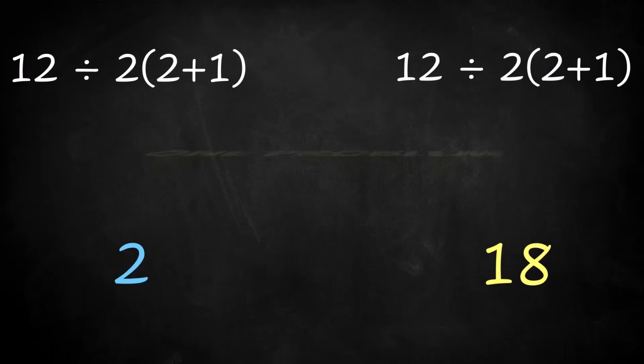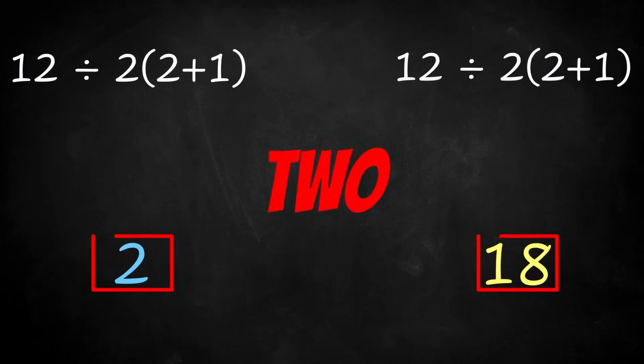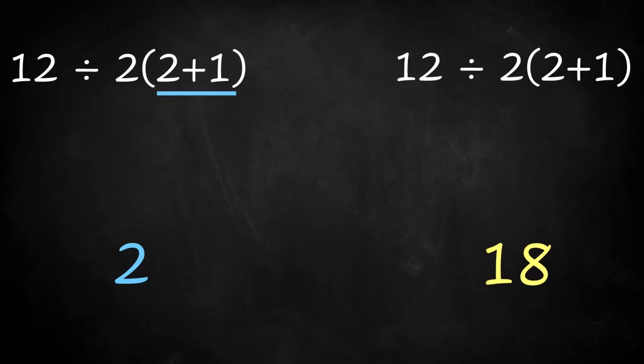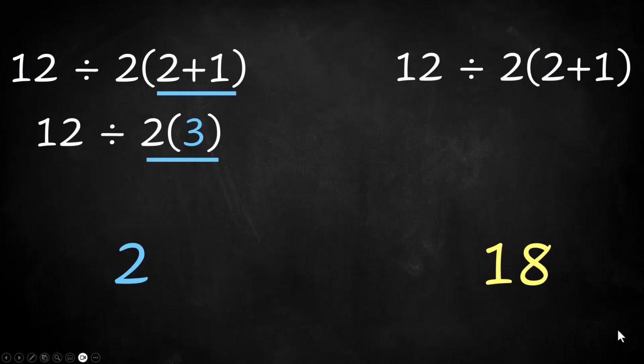Two people did the same problem and got two different answers. So who did it correctly? Let's take a look at their work. The first person started with the parentheses, 2 plus 1, and got 12 divided by 2 times 3. Then they did 2 times 3, got 12 divided by 6, which is 2. That's how they got that.